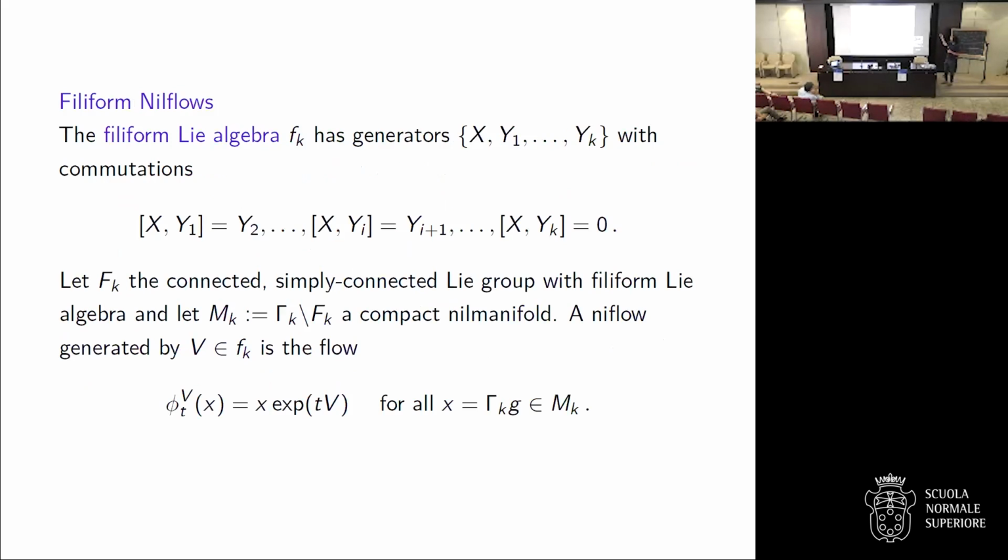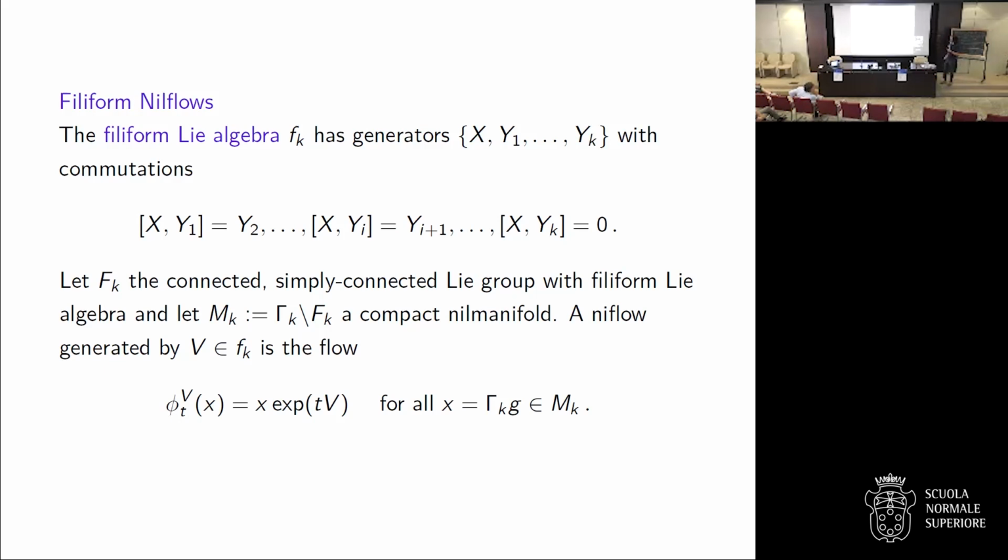So what are filiform nilflows? Again, let me repeat. We take the skew shift of the high-dimensional torus. We put a roof function equal to 1, and we do the usual suspension construction, which means that we go up vertically until we hit the roof at time 1. We go back to the base, the toral base, at the point given by the action of the skew shift. And what we get is a nilmanifold.